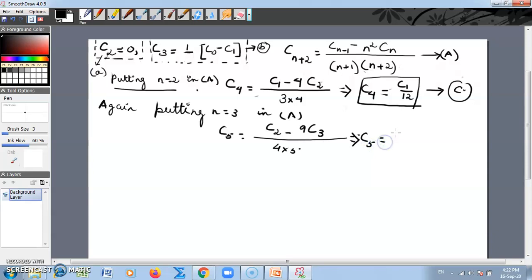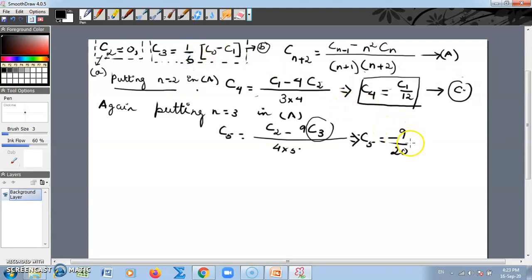That implies, what is C5? Look at this one. Now this is C2 and C3. We already know what is C2. C2 is 0, is it not? So C2 is 0, so it is just minus 9 C3 by 20. So can I not write it as 9 by 20 into C3? And what is C3 here? It is C0 minus C1. I think I should have written a 1 by 6 here, it will come.